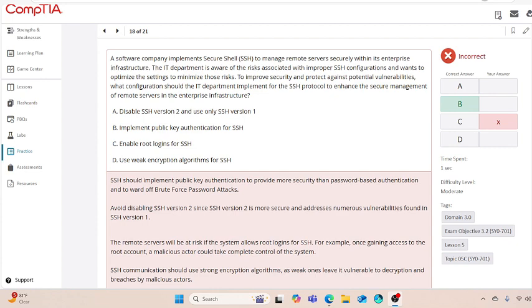Implement public key authentication for SSH. SSH should implement public key authentication to provide more security than password-based authentication and to ward off brute force password attacks.